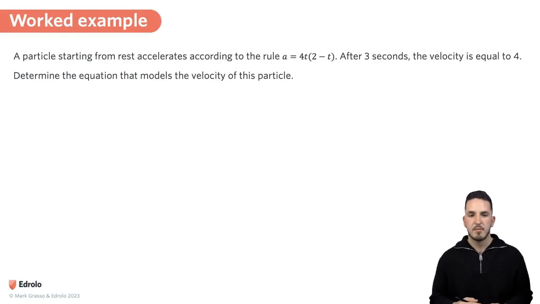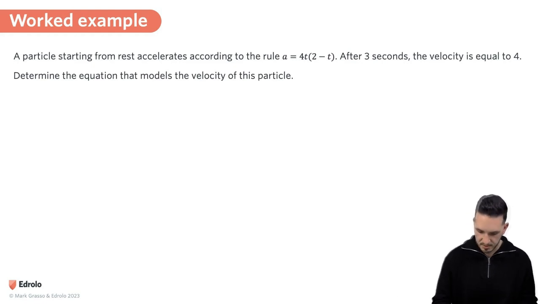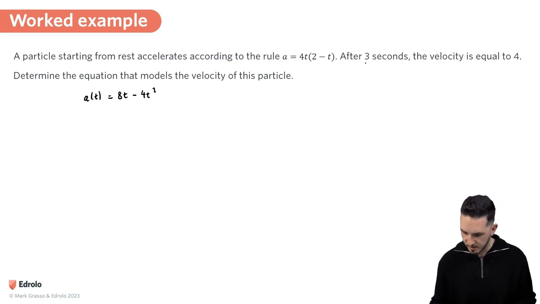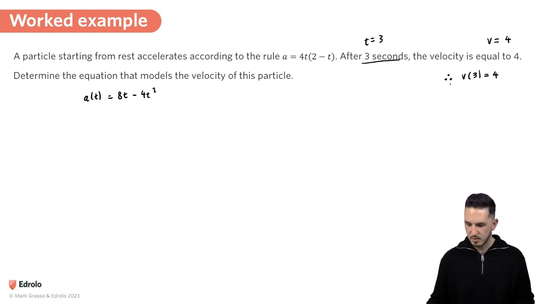A particle starting from rest accelerates according to the rule a equals 4t times 2 minus t. After 3 seconds, the velocity is equal to 4. Determine the equation that models the velocity of this particle. So we've been given the acceleration. So a of t, I'm just going to expand this out, is equal to 8t minus 4t squared. We've also been given a point. So we know that when t equals 3, the velocity is equal to 4. So we could write that as a point: v of 3 is equal to 4. We'll come back to that in a moment.